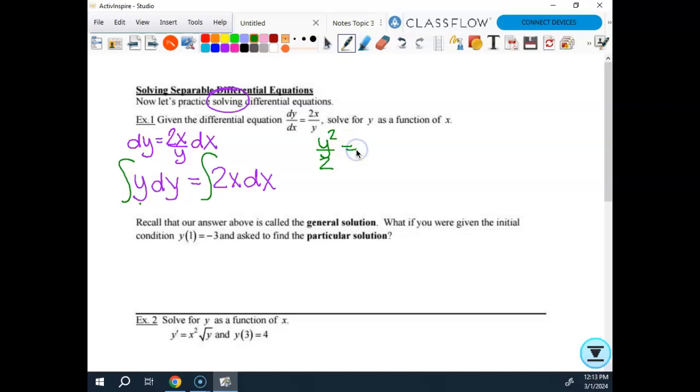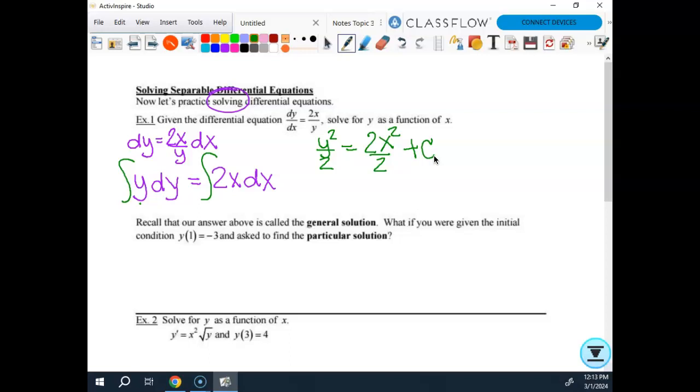Equals, what does this become? 2x squared over 2. Okay, and then what am I missing? Plus c. Technically, there's a plus c on both sides, but I don't need to put it on both sides because I just need to put it on one side and it kind of takes care of everything. Okay, does that make sense to you? And yes, that can be x squared. We'll get there in just a second. Okay, everybody good?